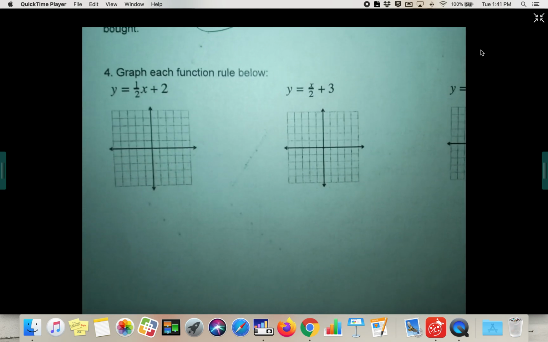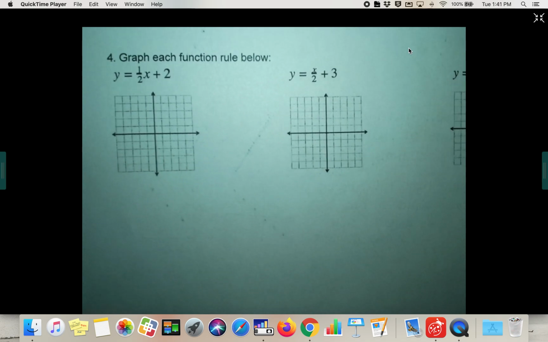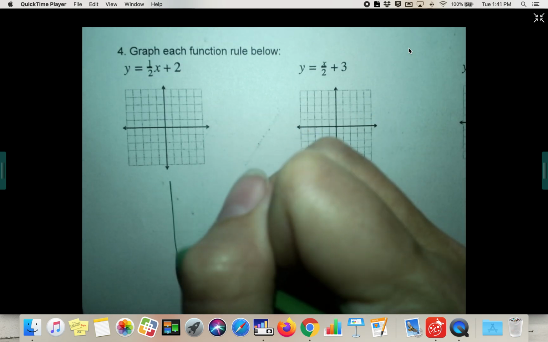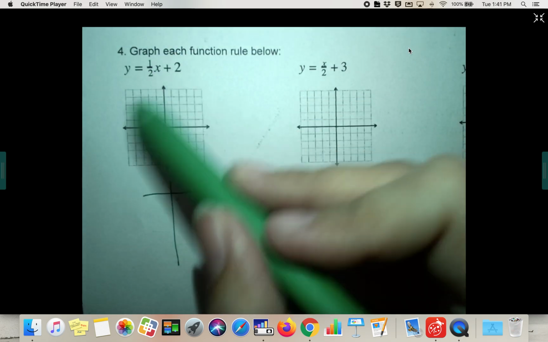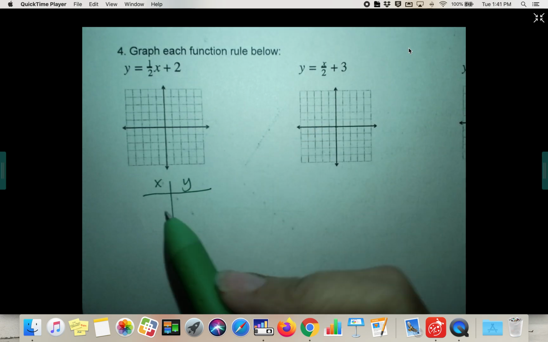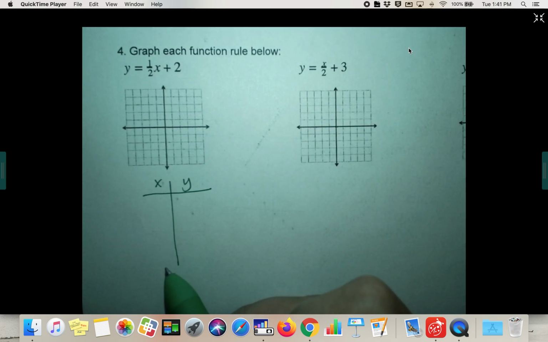All right, and then the last section is just a real quick review of how to graph. And we did this earlier, but what you need to do if you have an equation to be able to graph it is make a really quick X and Y table. Choose some X values that you can plug in.